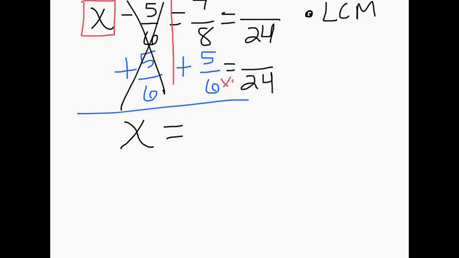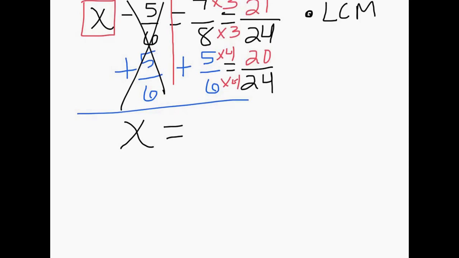6 is being multiplied by 4. What you do to the bottom, you must do to the top, so you will get 20/24 as the equivalent fraction to 5/6. 8 is being multiplied by 3 to make some 24s. What you do to the bottom or to the denominator, you must do to the top. So 7 times 3 is 21.